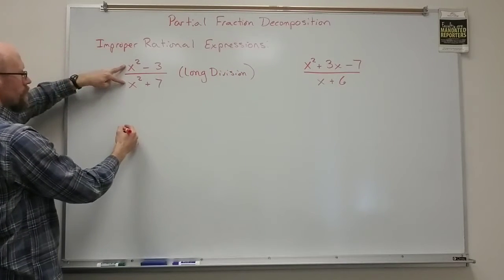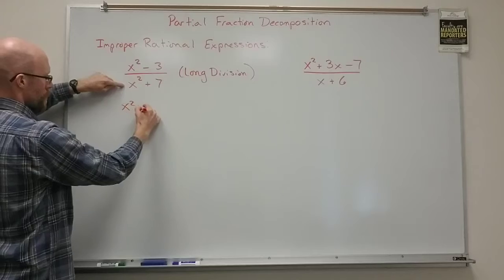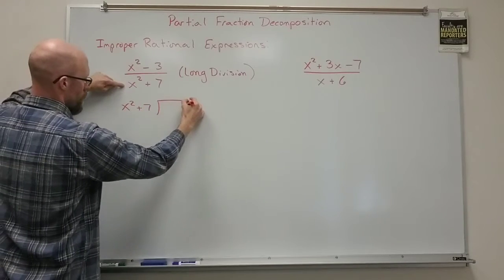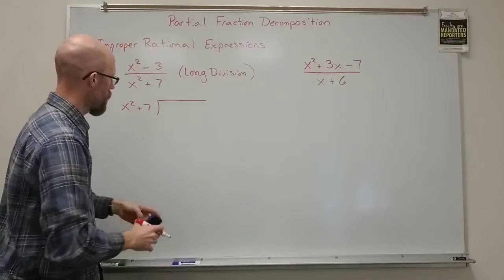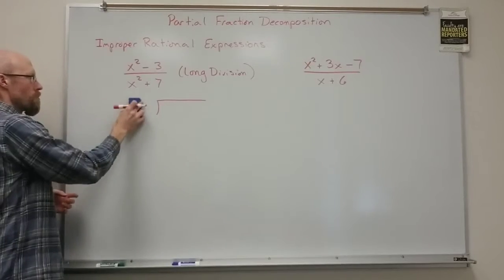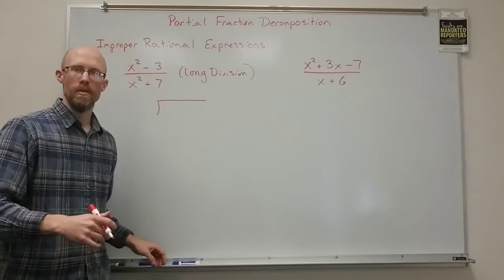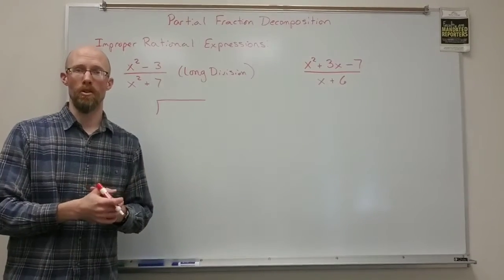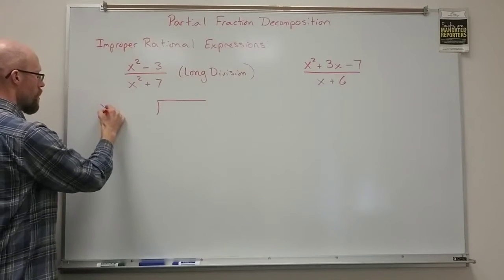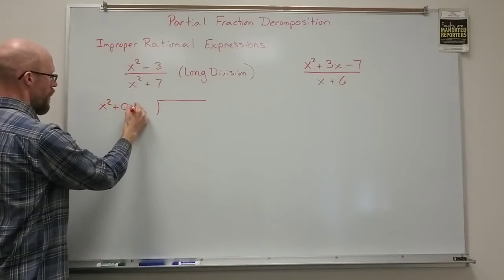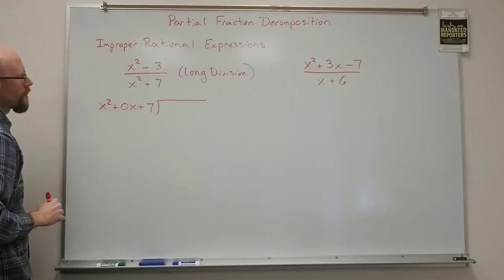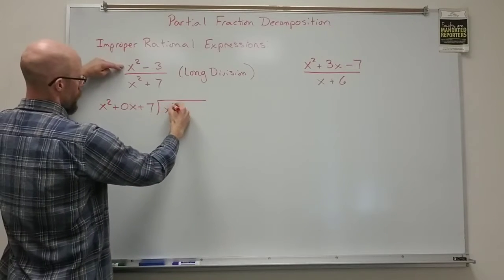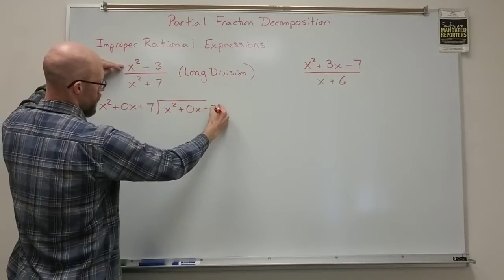And I'm going to take the bottom, x squared plus 7, and divide it into, oh, and I'm missing a term, aren't I? Remember, when you long divide, you want to fill in missing terms with a 0. So I should have x squared plus 0x plus 7. And on top I have x squared plus 0x minus 3.